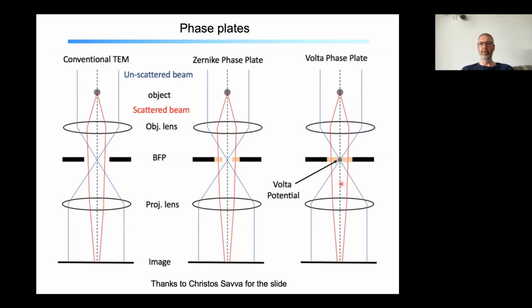So you can increase the amount of low spatial frequencies that are transferred because you increase the relative, I suppose, path length. Well, it's not path length, but you change the phase relationship between the unscattered and scattered.